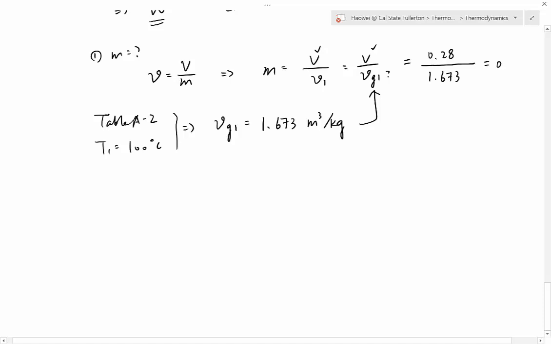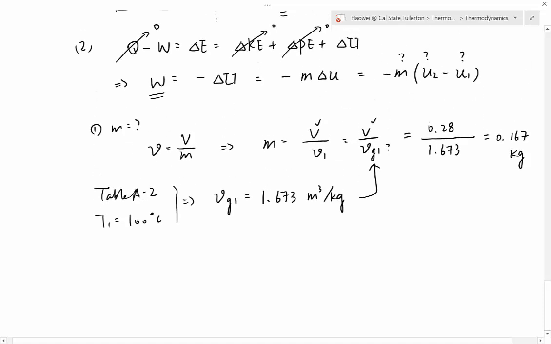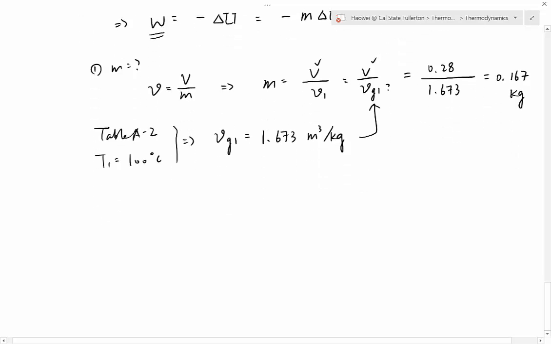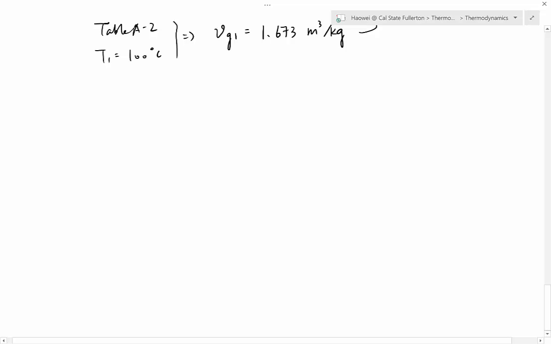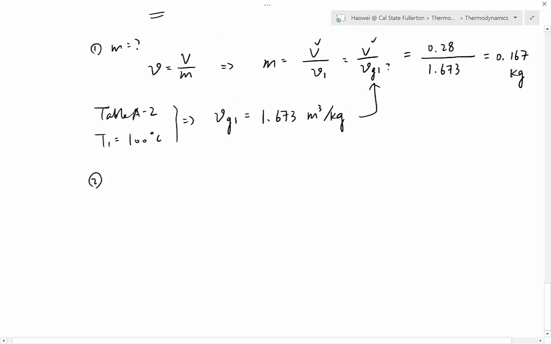So the solution is 0.167, and the unit must be SI, which is kilogram. Okay, so this is how we find the first unknown on the right-hand side, mass, which is equal to 0.167 kilogram. And then we look for the second unknown, U1, and then the third unknown, U2. Let's start from U1.